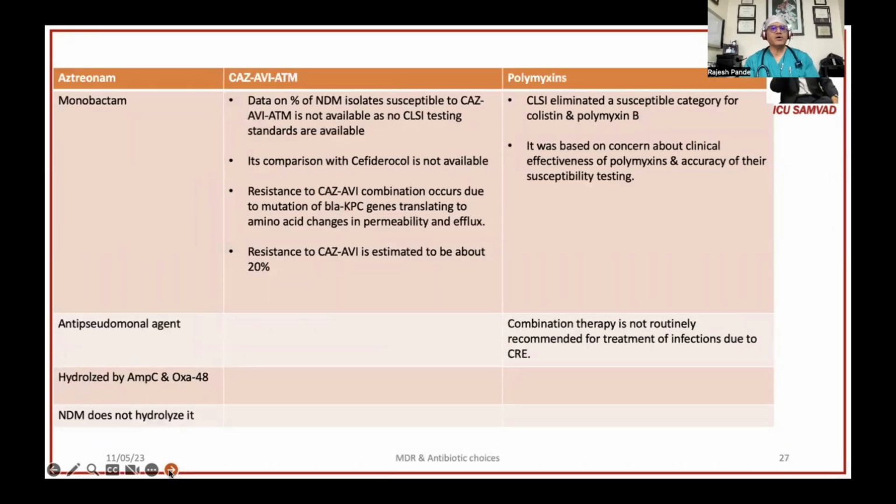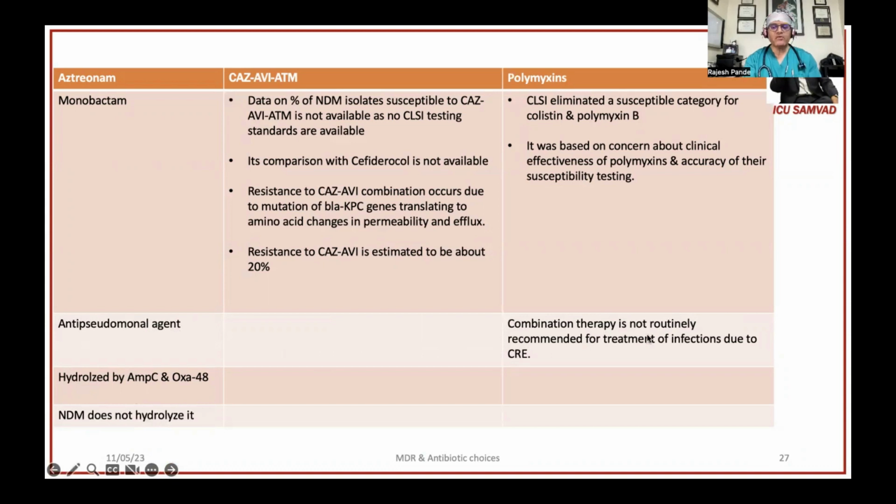A little bit about the various combinations, particularly the combination of ceftazidime-avibactam and aztreonam. We know aztreonam is a monobactam. It is a known anti-pseudomonal agent, but it is hydrolyzed both by AmpC as well as OXA-48. It is not impacted by NDM-1.